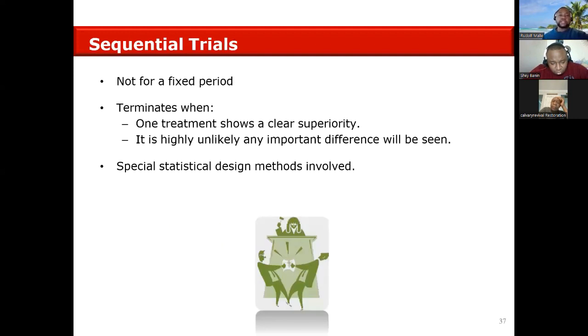Sequential trials, not for a fixed period, of course, terminate when one treatment shows superiority. Usually they don't allow the study to go through to the end. What usually happens is that when a study is being conducted and the sponsor sees, because of the data that they're collecting, that more patients are being randomized into this arm than this arm.